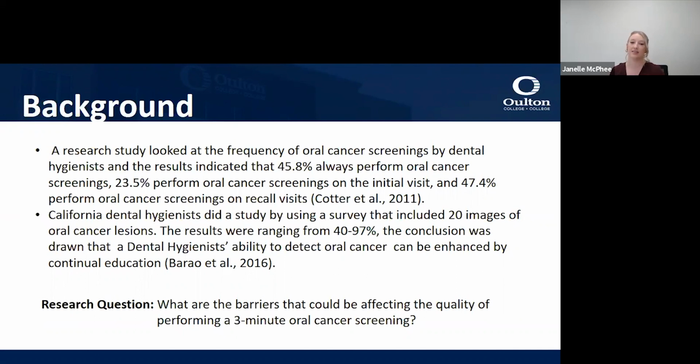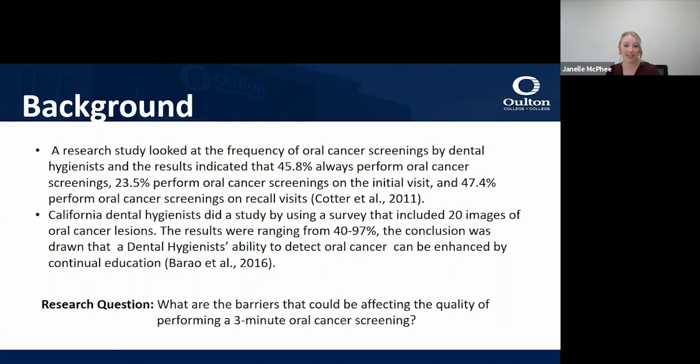California dental hygienists did a study using a survey that included 20 images of oral cancer lesions. The results ranged from 40 to 97%. The conclusion was drawn that a dental hygienist's ability to detect oral cancer can be enhanced by continual education.